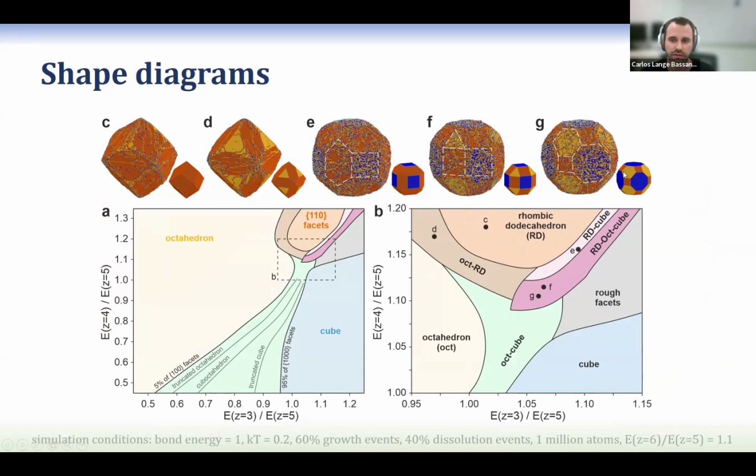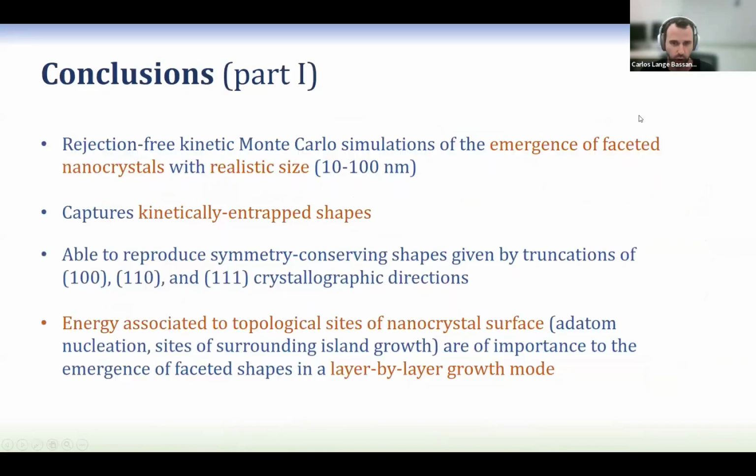So many fancy names. Doesn't matter, the names don't matter. What matters here is that, with this kind of simulation, this simulation already existed, but now we are using this type of simulation to sample transition states, right? Growth and dissolution events. And with the correct data structure, with the correct coding, then we can have this emergence of faceted nanocrystals with realistic size, right? We can capture all these kinetically trapped shapes and reproduce many of the shapes.